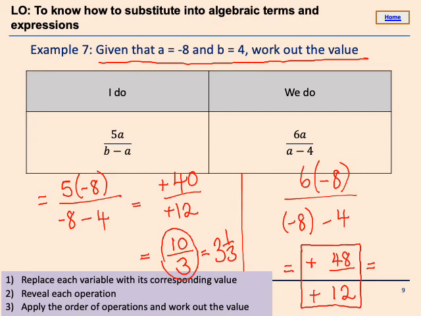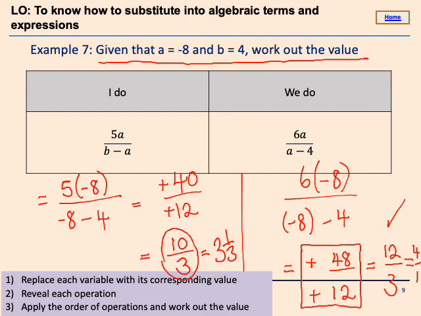So 48 divided by 12, 4 goes into both of those. I know that 4 goes into my top number 12 times, and I know that 4 goes into my bottom number 3 times. And again, I can take out a factor of 3, so I can get 4 over 1. So my answer is just 4. So give yourself the mark if you got that right. Great work if you did.